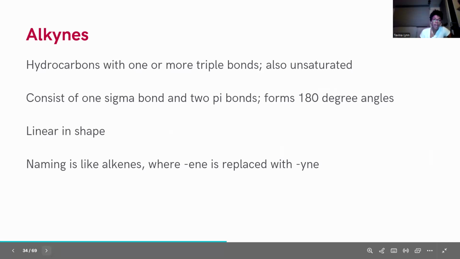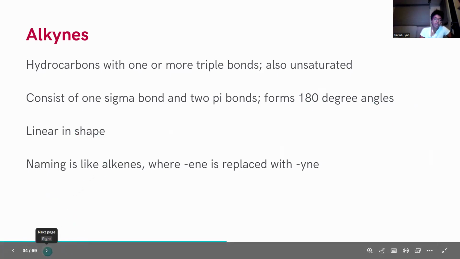So we went alkanes, alkenes, now we're on alkynes. These are hydrocarbons with one or more triple bonds. Also unsaturated, even less hydrogens on that carbon. We have one sigma bond and two pi bonds, so they form a 180-degree angle, which makes them linear in shape.